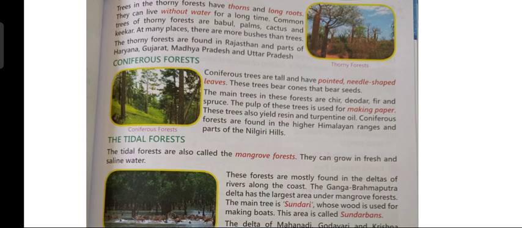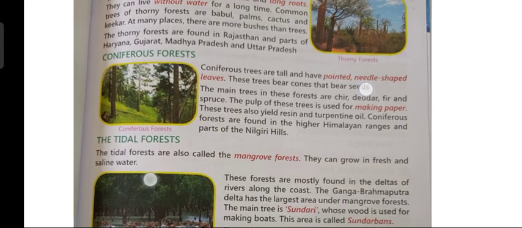In the previous class, we have read about evergreen forests, deciduous forests, and thorny forests. Today in this class, children, we will read about coniferous forests, tidal forests, and conservation of forests. So, children, let us first read about the coniferous forests.